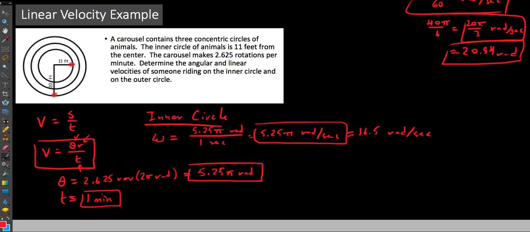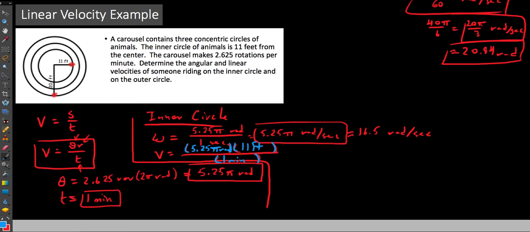Now, when we go back to look at angular velocity, linear velocity is a little bit different in that what we're going to do a little bit differently this time is we're going to take our angle times our radius length over our time. And what this means is all we're really going to do is add in a factor of our radius. So we still have 5.25 pi radians. And we also know that 1 radius length here for our inner part of the circle is 11 feet. And this is all over 1 minute.